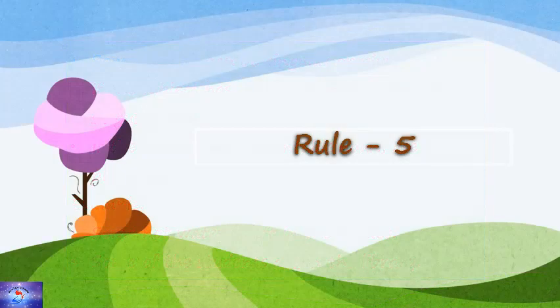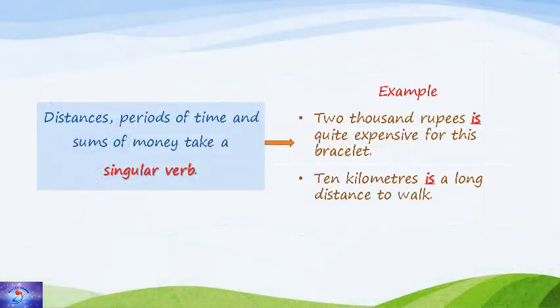Now let us see rule number 5. Distances, periods of time and sums of money take a singular verb when considered as a unit. So let us see the example for this rule. 2000 rupees is quite expensive for this bracelet. 10 kilometers is a long distance to walk. So here the amount of money and the distance are considered as a unit, so the singular verb is used in both the sentences.